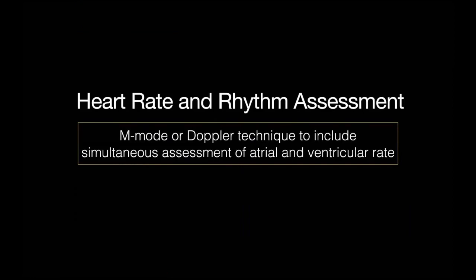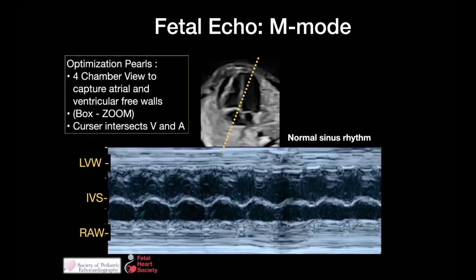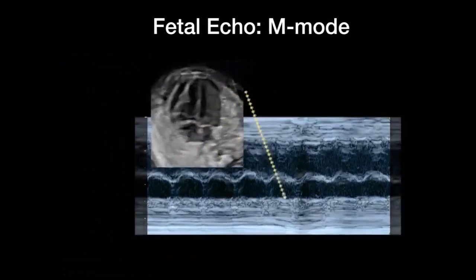Now, moving on to heart rate and rhythm assessment. The M-mode or Doppler technique is to include simultaneous assessment of atrial and ventricular rate. Optimization is key when taking a look at M-mode, especially with a fetal echo. Ideally you want the 4-chamber view to capture both atrial and ventricular free walls. You want to use your high-res box, which is usually the zoom box available on ultrasound machines, and the cursor intersects the ventricular and also atrial walls.